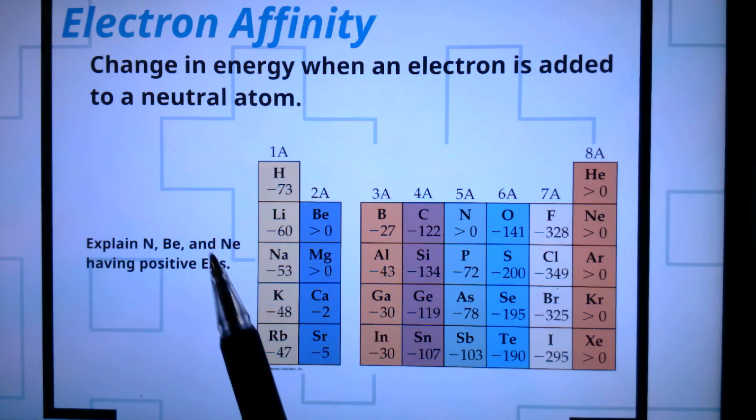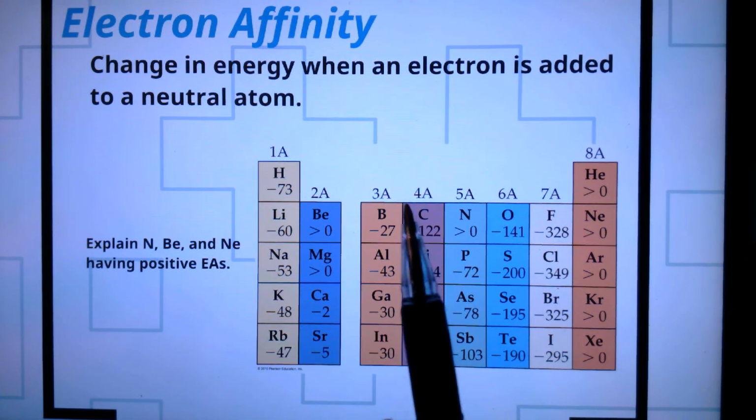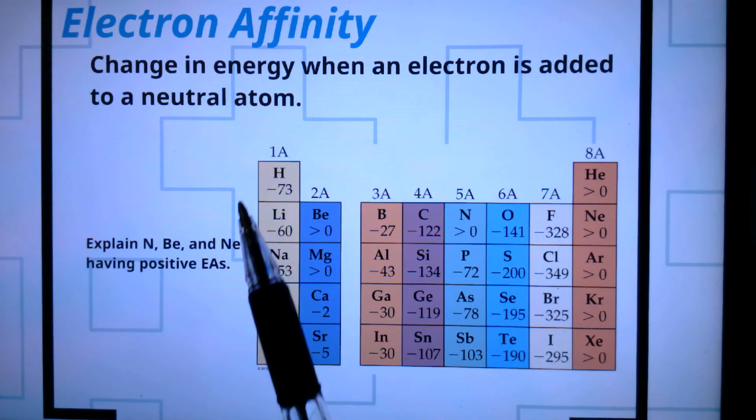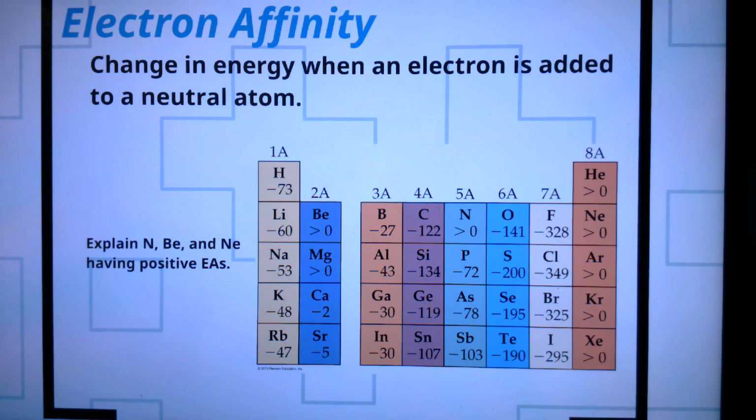Things that typically don't really want to take in extra electrons are still for the most part negative, but much, much smaller in magnitude. Okay, so that's it for chapter 7.